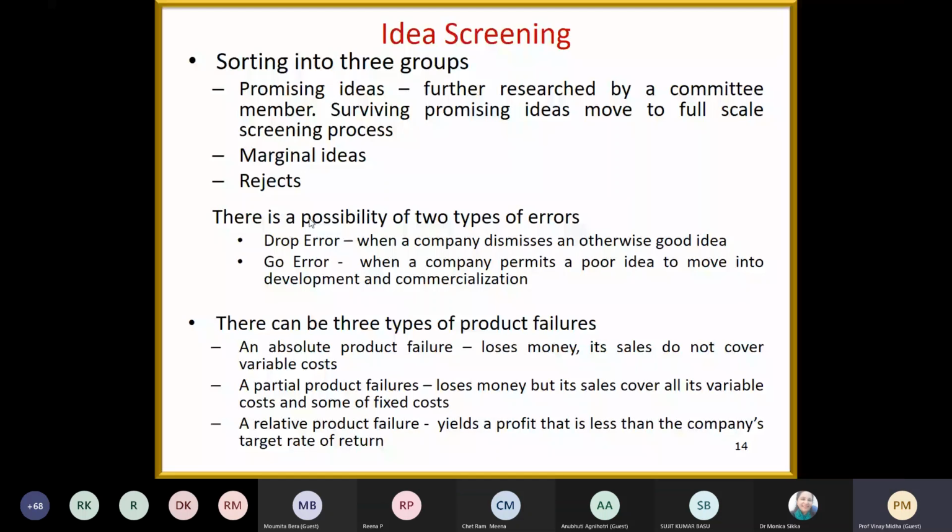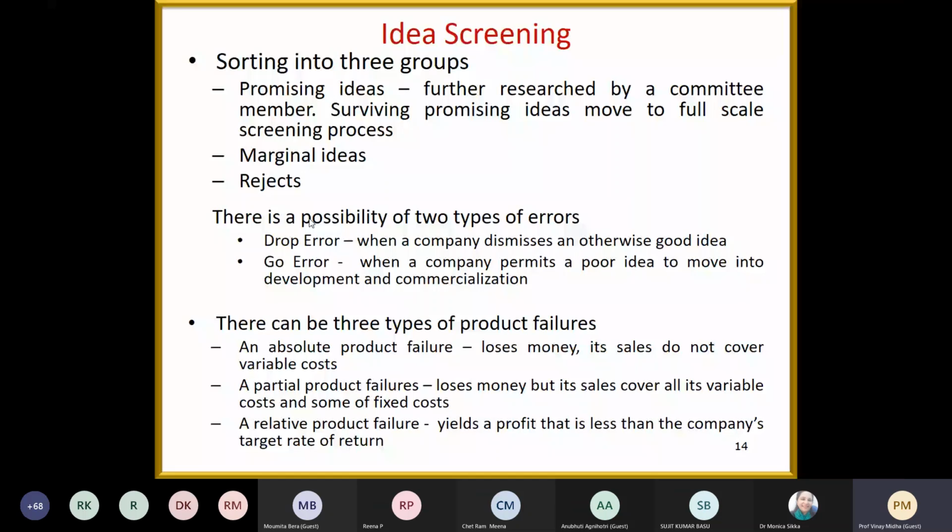Because the designing, design analysis and commercialization will involve a lot of expenditure. And in that case, if it is a go error, then you have wasted money on that. And if you have dropped some promising ideas already, then you may not be able to get the profits which may have been obtained when you selected that particular idea.